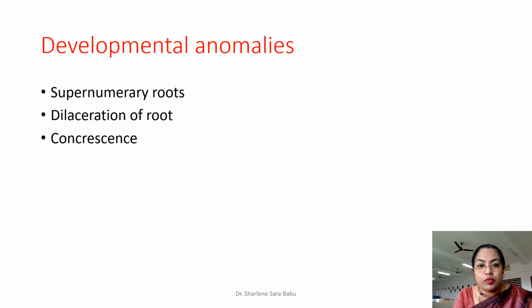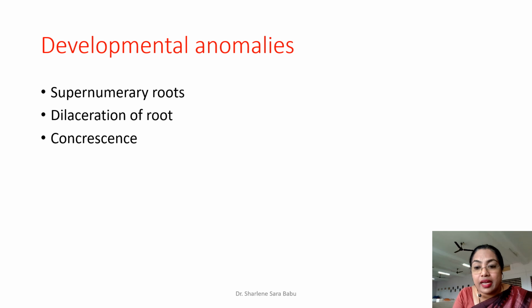If you have time to write, you can add these points also. What all developmental anomalies can be expected in this permanent maxillary first molar? There can be supernumerary root. What is supernumerary root? That is more than 3 roots. Normally, maxillary first molar has 3 roots. If the number of the roots is more than 3, then the tooth will be having supernumerary roots.